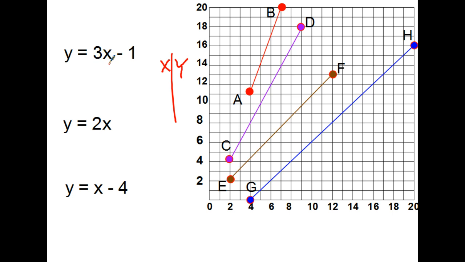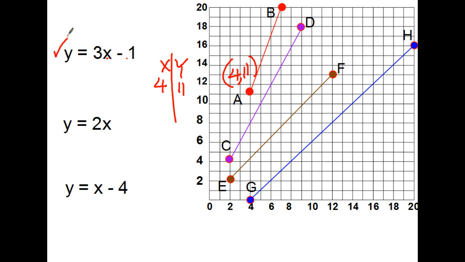So I'm just going to go pick an easy one. I can start wherever I want. I'm going to pick A just because it happens to be sitting out there by itself, and it's at 4, 11. So I'm going to take the 4, put it in these line equations, and hopefully get 11. So I put a 4 in the first one. 3 times 4 is 12, minus 1 is 11. Hey, it worked on that side.